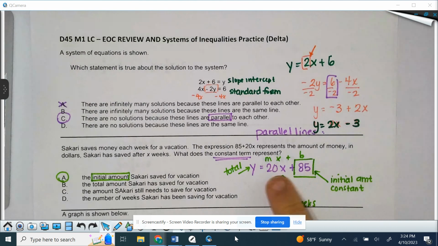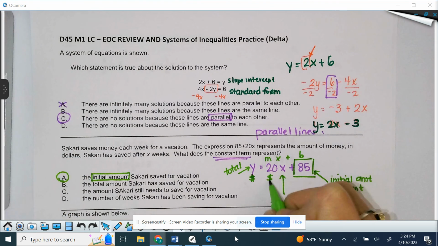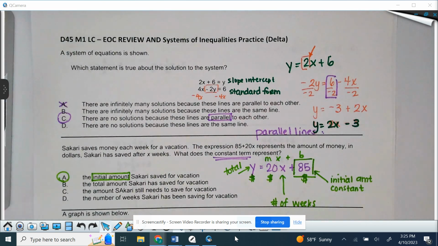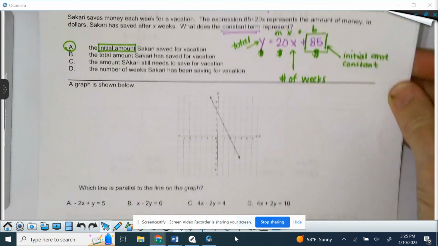So the money in dollars, that means this is dollars. x will be your weeks, as it says here. The amount he needs to save for vacation maybe arguably could have been a y value if they'd given it to you. That one's maybe a little bit of a push and a dig for that answer. But your constant is always the initial amount. Your y-intercept is where you started, wherever they're going to start tracking this data, or when you start graphing a line.